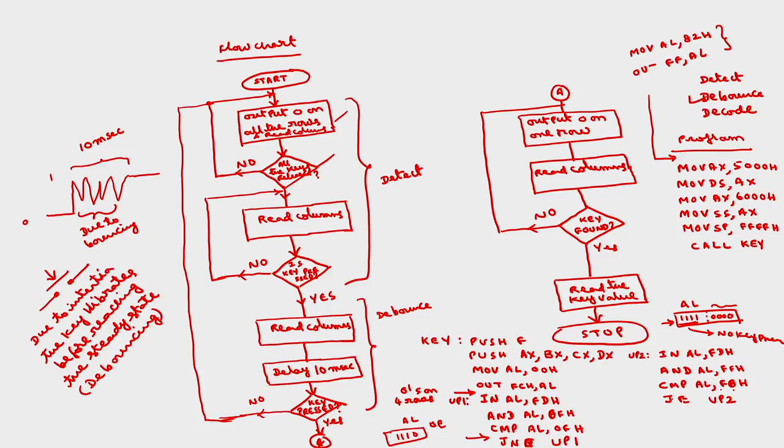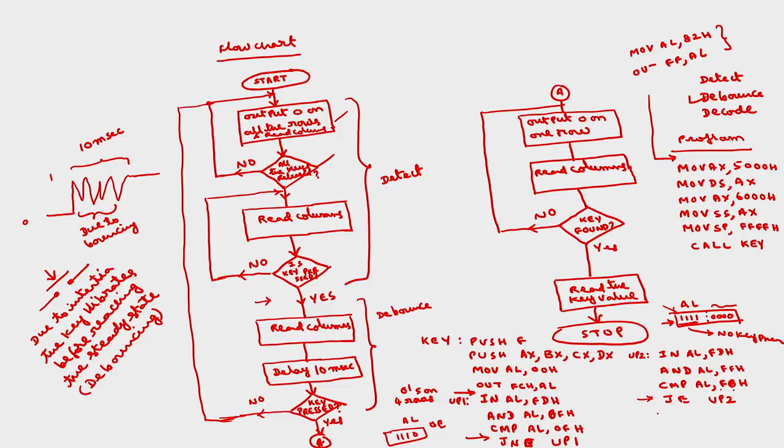So if jump equal is false, it means one of the bits will be 0. Then only this jump equal is false. It will come out of this jump equal, which means one key is pressed. So it will come out of this loop. So this will be this point. Okay. Then we have to provide a delay. After the delay, we have to again check by reading the columns.